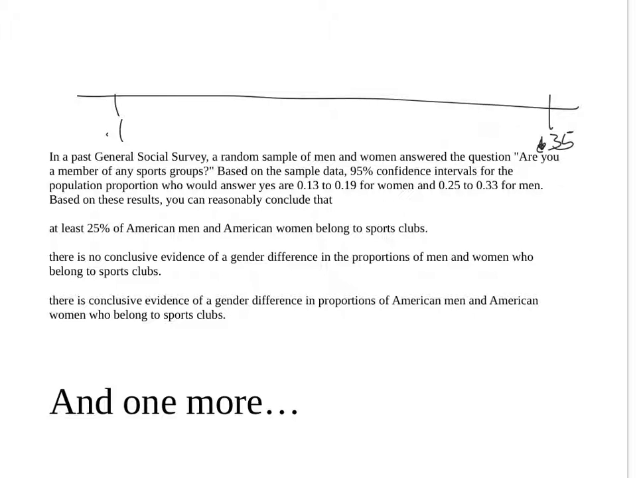Okay. So it says that women are between 0.13 and 0.19. That's their confidence interval. Men are between 0.25 and 0.33. Now, do those intervals overlap? No, they do not. The whole women's interval is below the whole men's interval.